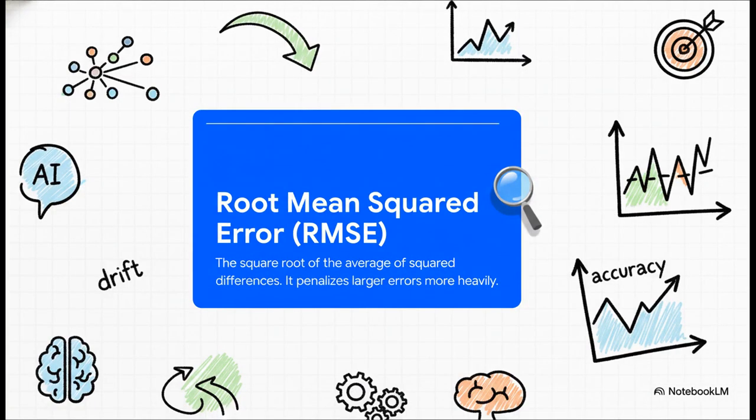But what if some mistakes are way worse than others? That's when you bring in the root mean squared error, or RMSE. It has a neat little trick. By squaring the errors, it punishes the really huge, embarrassing mistakes a lot more heavily. It's extra sensitive to those big misses.